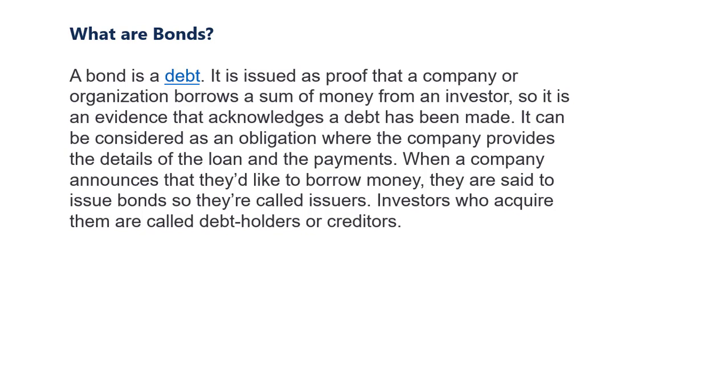It can also be considered an obligation where the company provides the details of the loan and the payments. When a company announces that they'd like to borrow money, they're said to be issuing bonds, so they're called the issuer, and the investors who acquire them are called debt holders or creditors. In a bigger sense, we can actually invest in bonds as ordinary individuals, as low as 5,000 pesos, or 10,000 or 15,000 pesos.